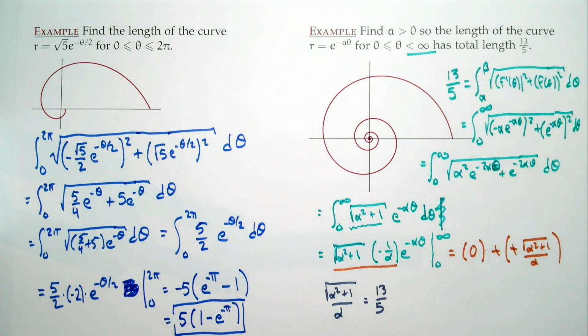What should we do next? You want a square? All right. People like to square things. Good. Get rid of the square roots. So, alpha squared plus 1 over alpha squared equals 169 over 25. Now what?